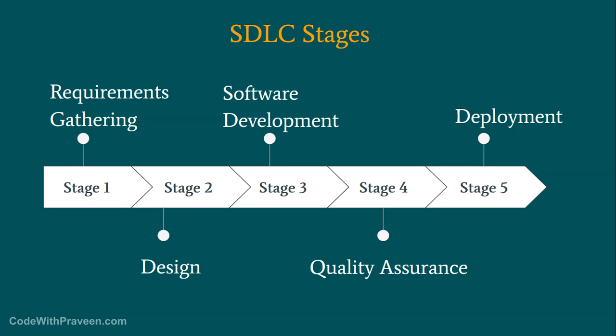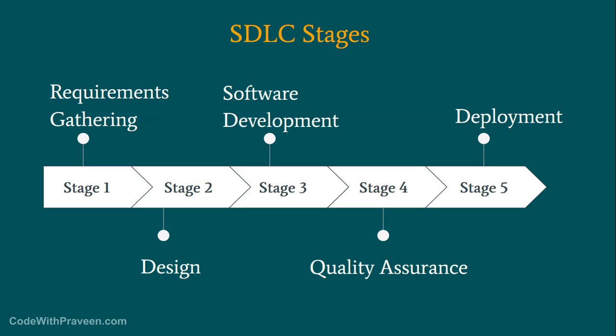Then we move on to the second stage, where we design the actual system. As per the requirements which we had gathered from the customer, we try to design the system which we need to develop. Then we move to the third stage, where we do the actual software development. The set of designs and the requirements are taken and we do the actual development.